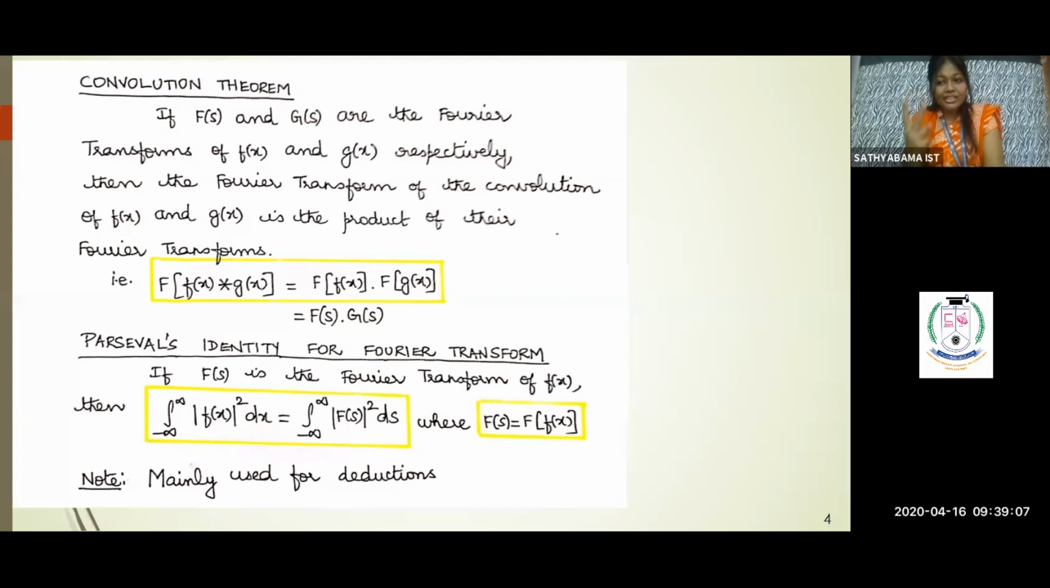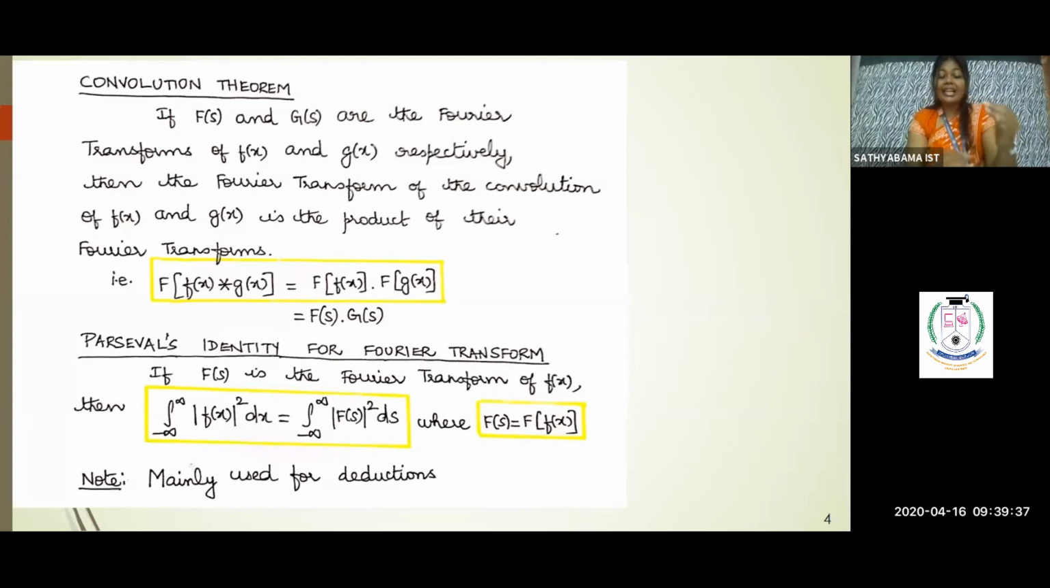So I have two functions with me. Okay. f of x, g of x. All right. Now, you know what convolution is. It's basically an operation on two functions, f of x and g of x. Now, what does convolution theorem state? It states, look at the highlighted yellow part, Fourier transform of f of x convolution g of x is equal to Fourier transform of f of x into Fourier transform of g of x. It's a very easy statement. Remember it by heart. It'll be useful for part A.